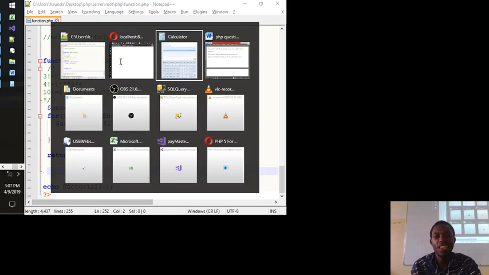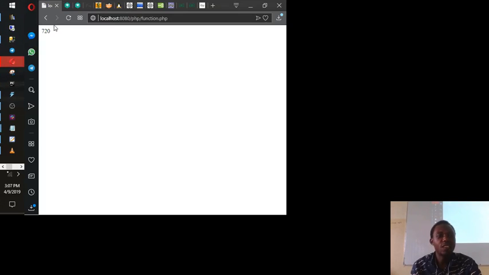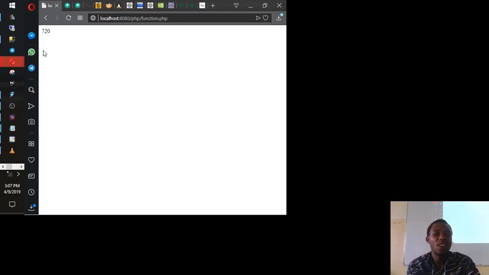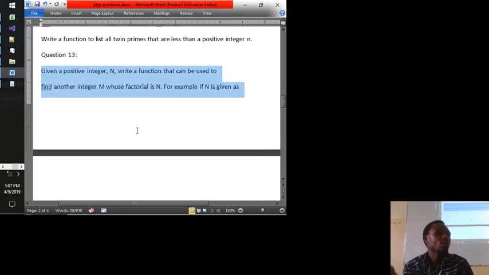Now what this question is telling us is, if we are given 720, how do we know which number gave us the 720? Are we okay? Like 6, right? And we got a factorial of 720. How do we get the 6 back? That's what this question is about. It's not you finding the factorial. You've been given the factorial already. You are finding the reverse.